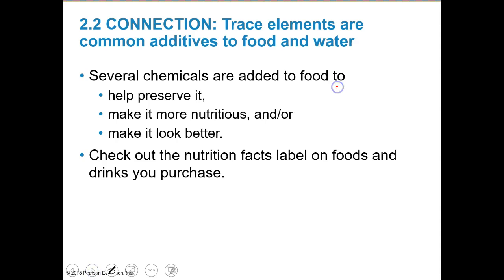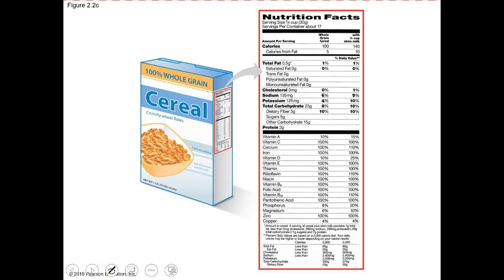Several chemicals are added to food to help preserve it, or make it more nutritious, or make it look better. So if we look at the nutritional facts on labels and the drinks that you purchase, you can see some of the things that we're looking for. Look at some of the stuff here. We're talking about sodium and potassium, carbohydrates and proteins and stuff. Those and fats we'll talk about a little bit later. But even these are added, and some of them are trace elements like copper and zinc. Okay. And then the iron. So it lets you know if you're getting the daily value of those trace elements that you need. So it's a handy bit of information.